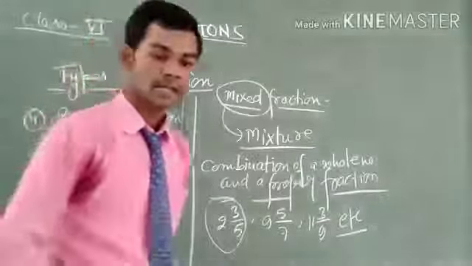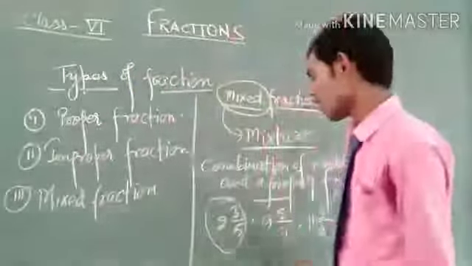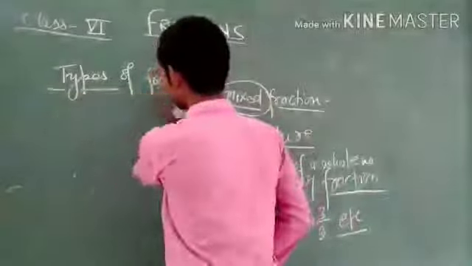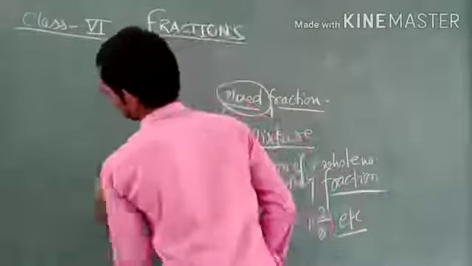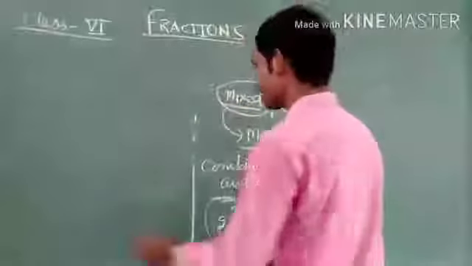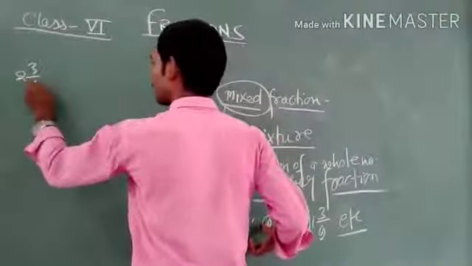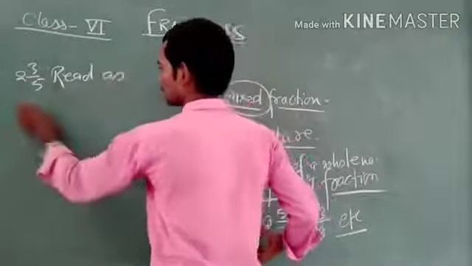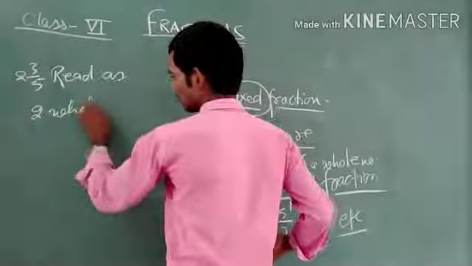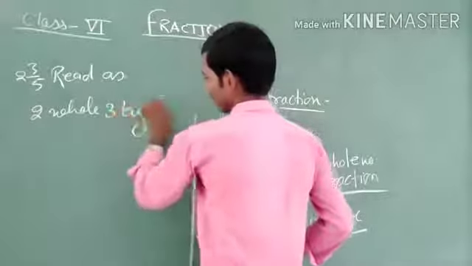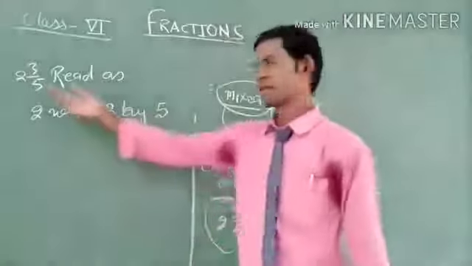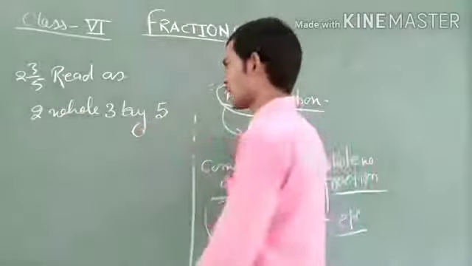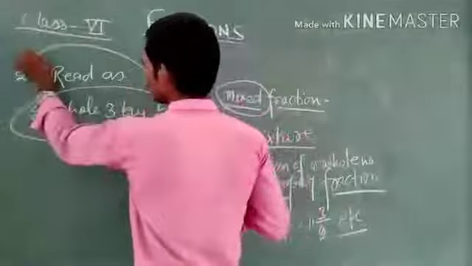Okay, and how do we read this? This is also an issue here. How do we read the mixed fraction? Let's see. Here we read the mixed fraction as 2 whole 3 upon 5, or we read it as 2 whole 3 by 5. We read this fraction as 2 whole 3 by 5, which means 2 whole 3 upon 5.